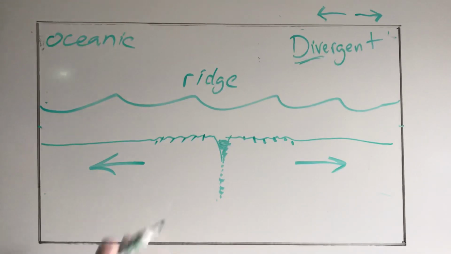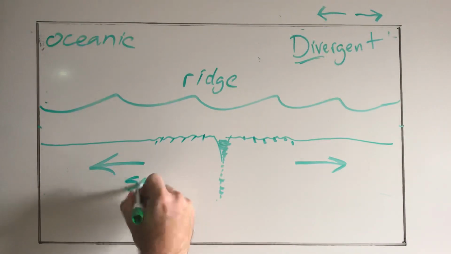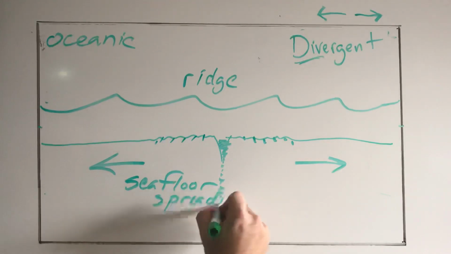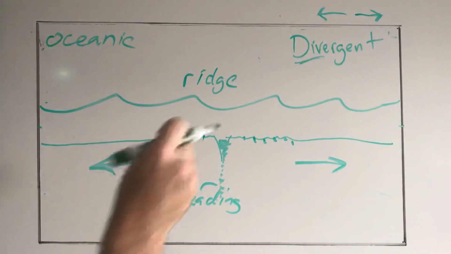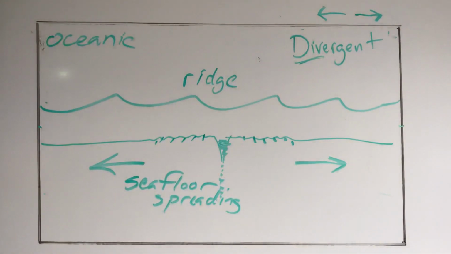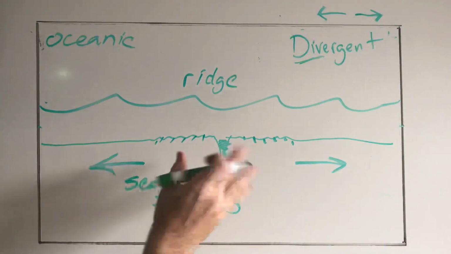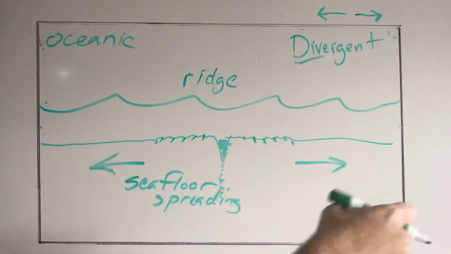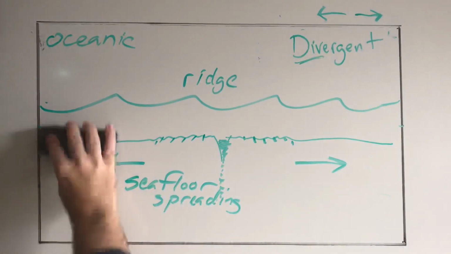Keep in mind, this is where we have that concept of seafloor spreading. The reason that's important is because this tells us where the ocean floor is growing. Of course, it is going to be growing here, but eventually it's going to run into continental crust and it'll subduct on the other side.